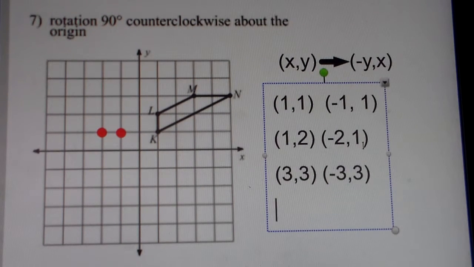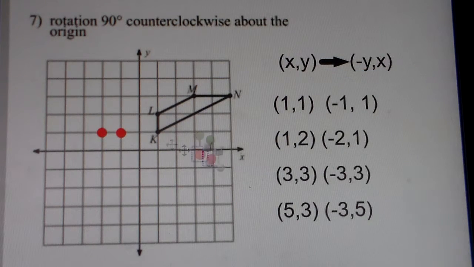And the last one, N, is 5 to the right, 3 up. So then it becomes negative 3 comma 5. So we graph them. Negative 3, 3. And then negative 3, 5. Once we plot those points, we connect them. So we see our nice pretty figure being rotated 90 degrees counterclockwise.